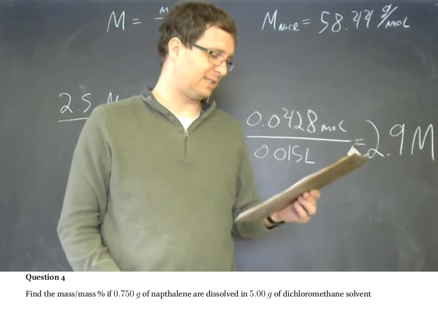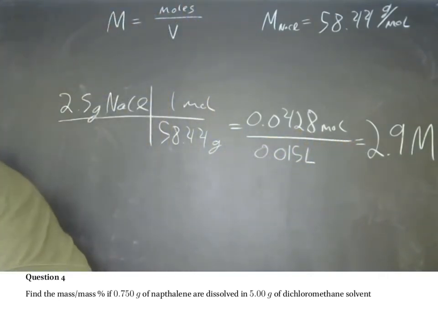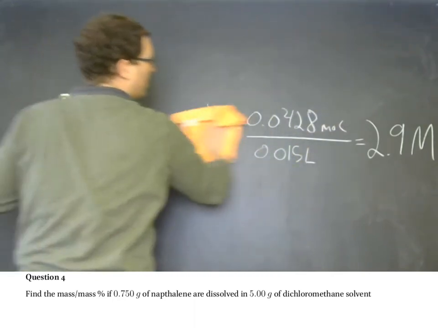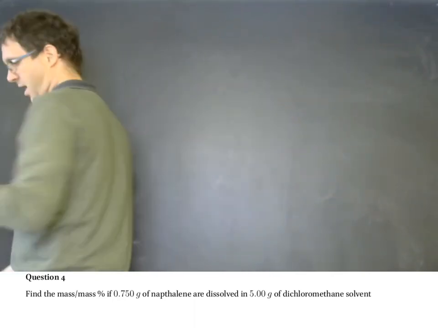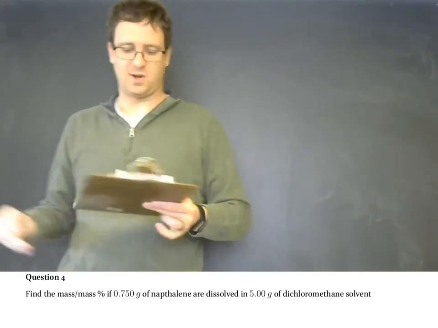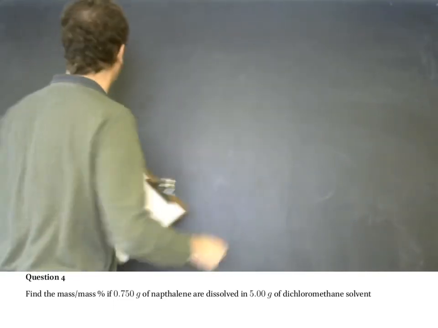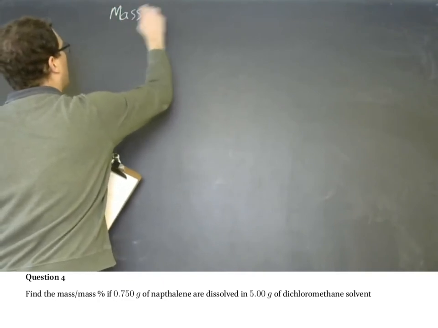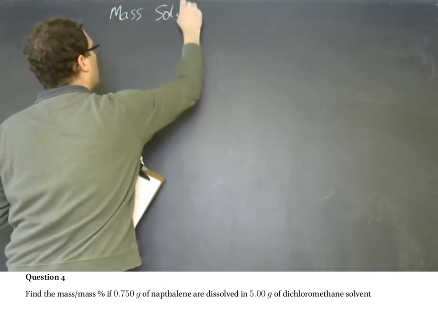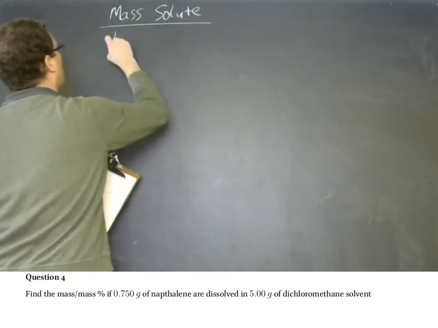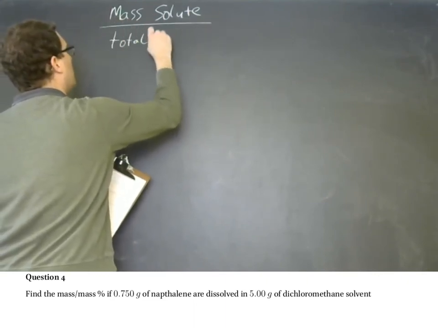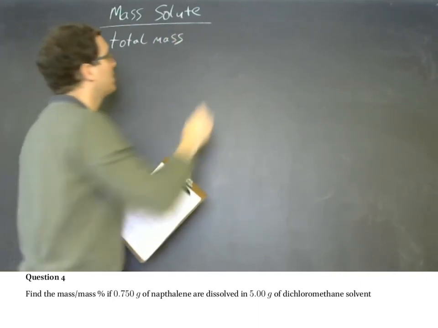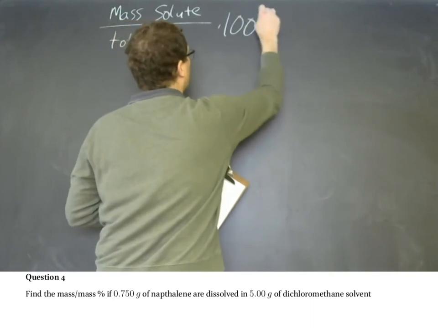And question 4. Find the mass percent for 0.75 grams of naphthalene dissolved in 5 grams of dichloromethane. So this is going to be the mass of the solute over the total mass. So that'll be solute plus solvent times 100%.